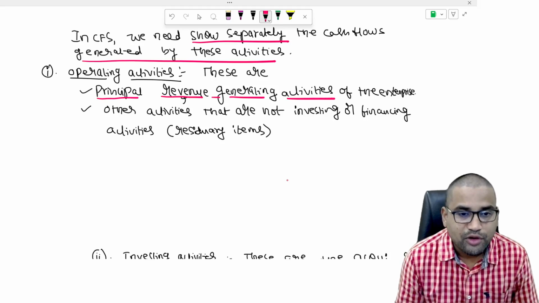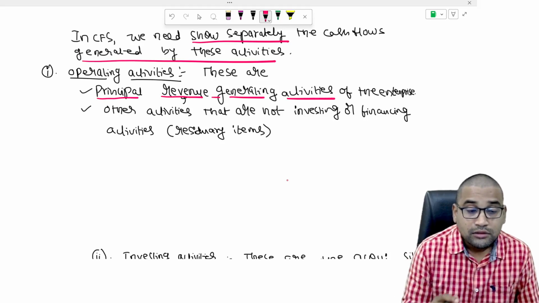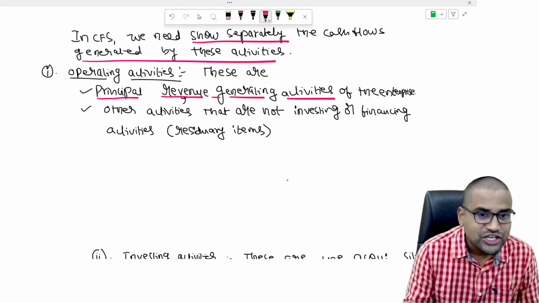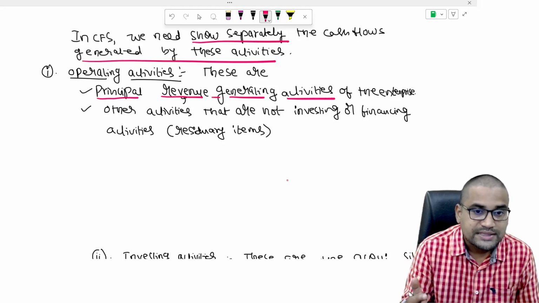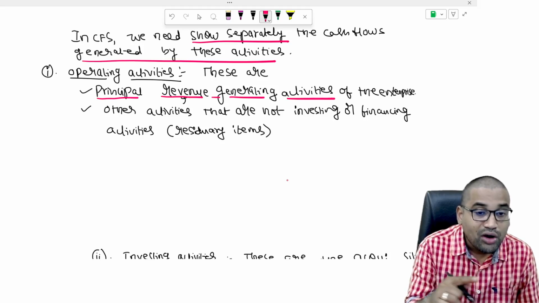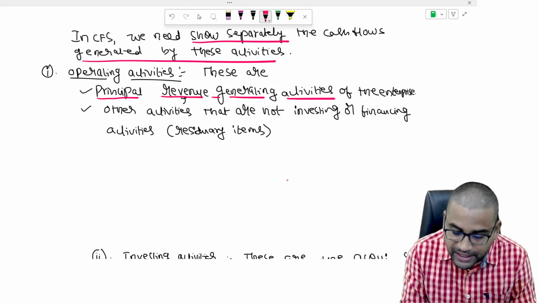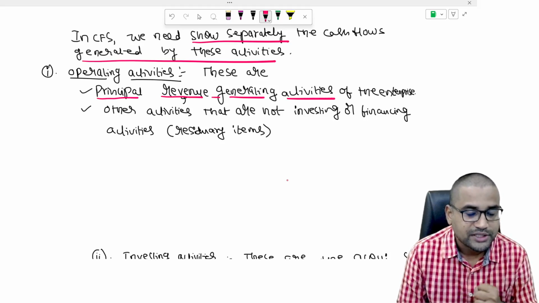For example, purchase of raw material is an operating activity, because it is relating to principal revenue generating activity. And not only that, for example, we are making sales. So sales is what? Principal revenue generating activity. Every commercial organization is incorporated to sell something or to provide some service. Relating to their main service or main product, the activities involving cash will be considered under operating activity. Principal revenue generating activities.